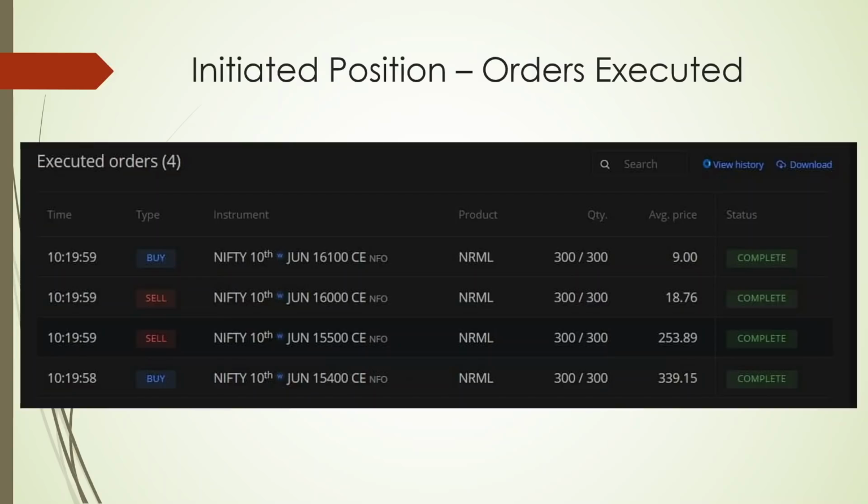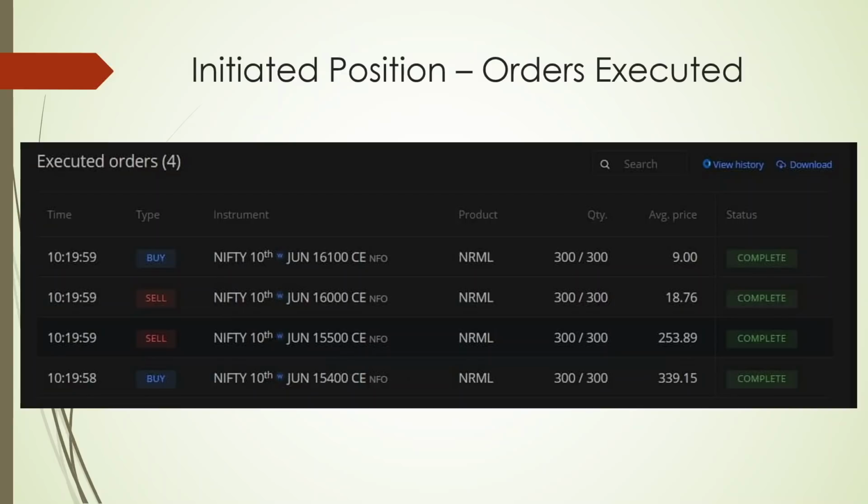Since it is a market order, multiple quantities would get executed. So the price given is the average price, the whole order price, because 15,500 would have executed at 253.50, 253.70, 253.90, like that, a few quantities here and there. So the average price for the 300 quantity is 253.89. So this is the setup we have done for this week.